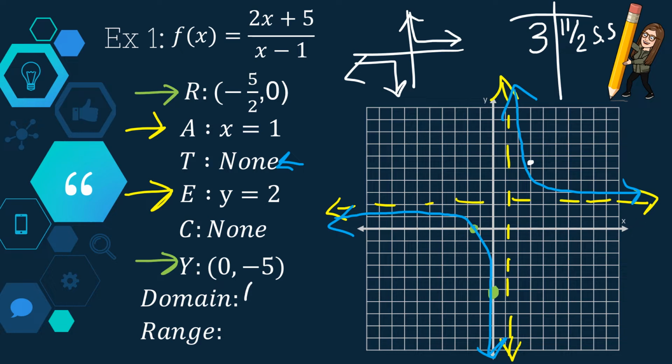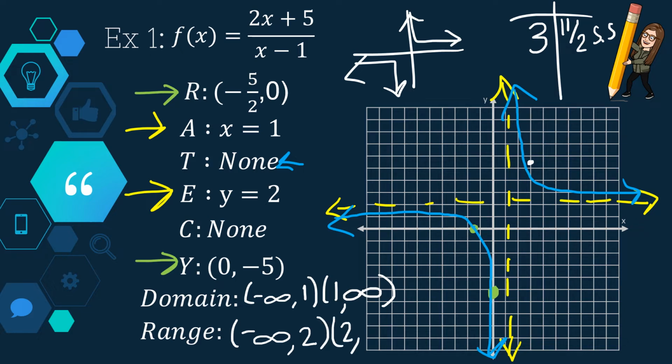Let's talk about domain. I start existing at negative infinity all the way to 1. Parenthesis. I don't exist on the asymptote. I pick back up after the asymptote and I go to forever. Range, I start at negative infinity. I exist all the way to the horizontal asymptote. I don't exist at it, so I pick back up after it.